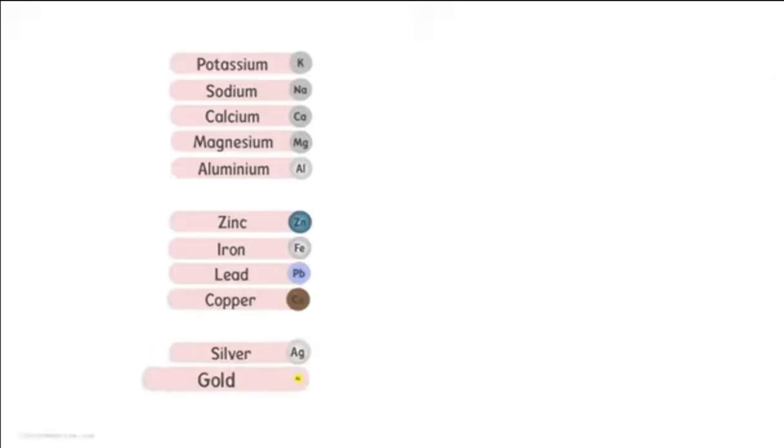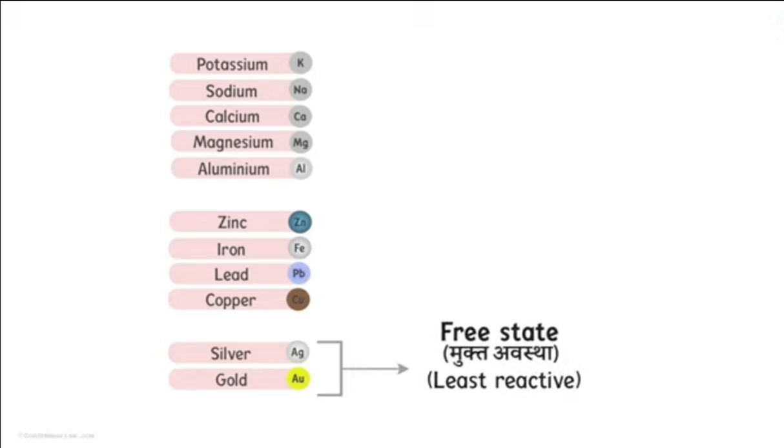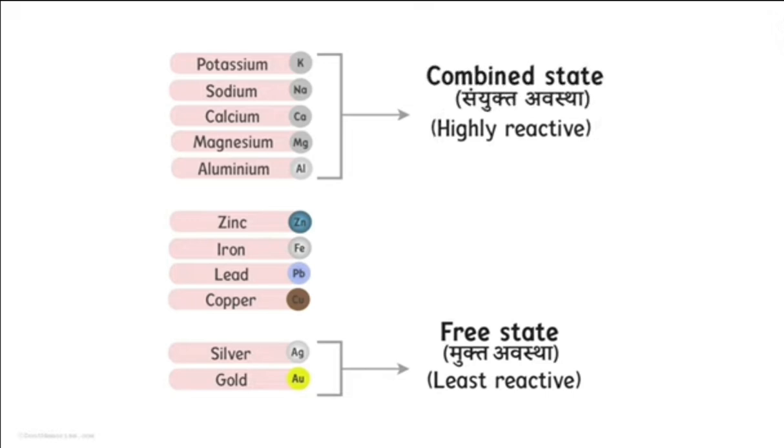The subject is chemistry, and we are going to discuss the chapter metals and nonmetals. We know that the metals are either found in the free state or in the combined state. The metals at the bottom are least reactive and are found in the free state. The metals at the top of the reactivity series are found in the combined state. And the metals which are moderately reactive are found in the oxide, sulfide, and carbonate forms.